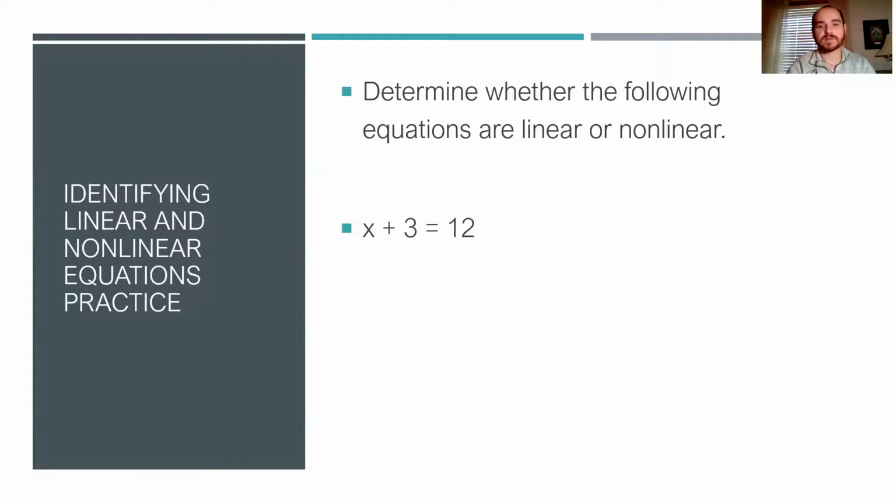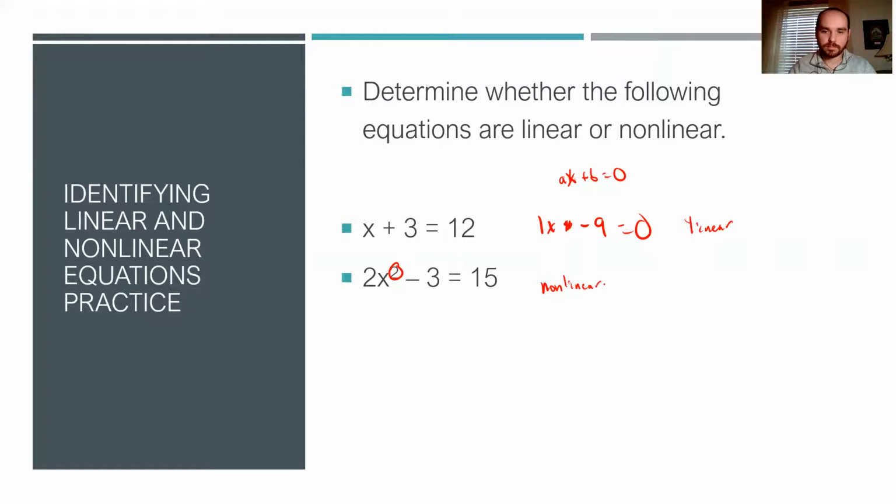So let's try some practice with these ones. x plus 3 equals 12. We can rewrite this as 1x minus 9 equals 0 if we subtract from both sides. Since we can write that in ax plus b equals 0 form, that is linear. The next one, 2x squared. This x is squared, so we know that this is nonlinear. Square root of x, this is the same as x to the 1/2. That's a fractional power, so this is nonlinear.